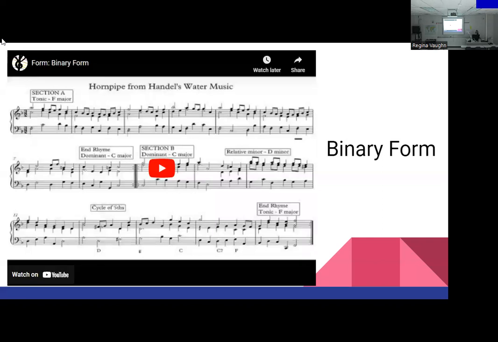This was very common in Handel's time. This is from Handel's Water Music. A hornpipe is a type of dance. And when we get to the Renaissance and the Baroque, we'll talk about how dance forms like hornpipes, waltzes, and minuets were very important in building larger pieces of music, larger works. But what's important here is that there's an A section and then a differing B section. You can hear the difference.